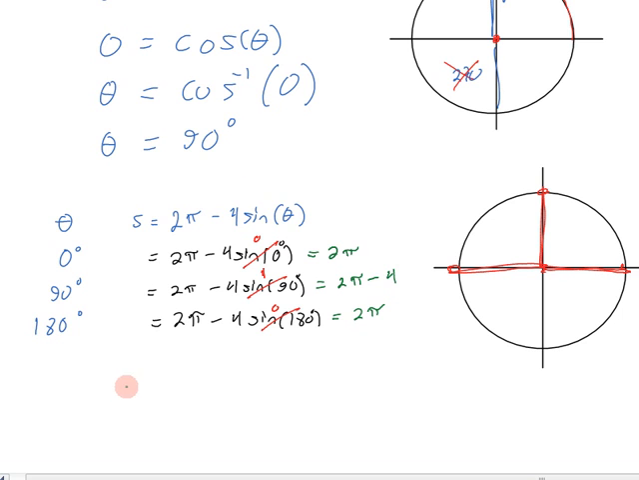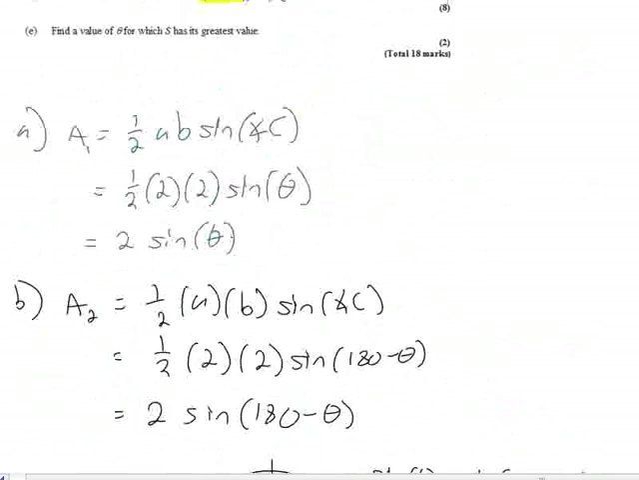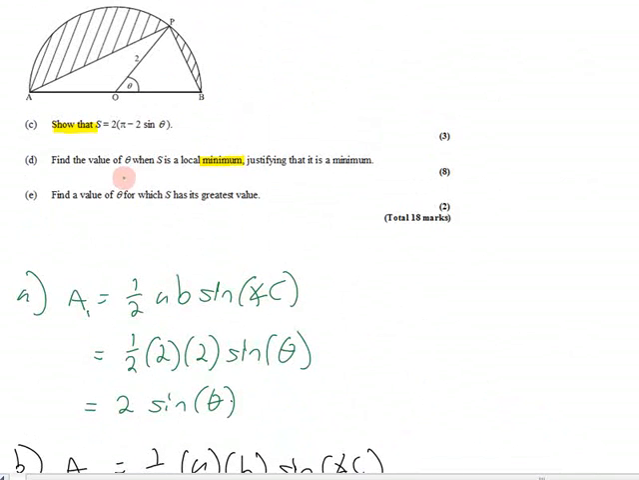Of these three options, the smallest is going to be 2 pi take 4, because all of them are 2 pi, but this one is 2 pi subtract 4. So 2 pi take 4 is the minimum when theta equals 90 degrees. So we found the value of theta for when S is a minimum. We've justified it by comparing it to all the possible values.